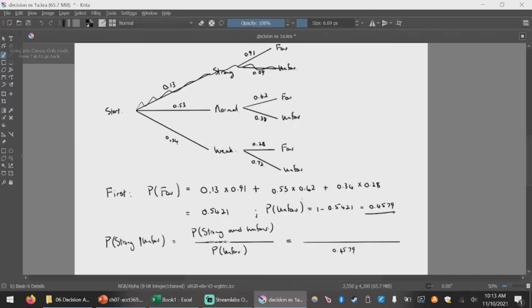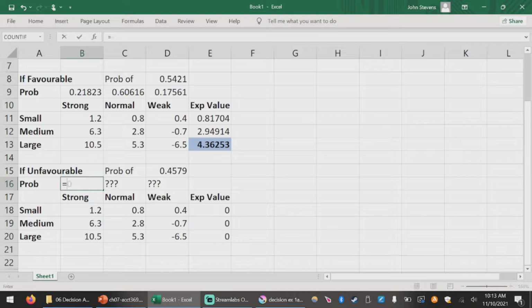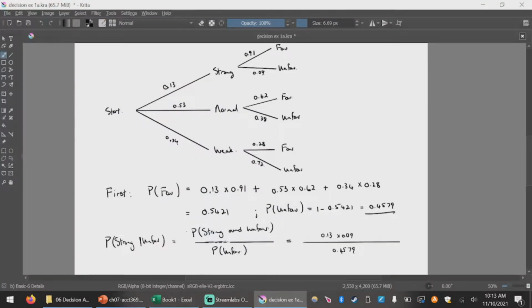Multiply along the path, so 0.13 times 0.09. We can just type it in, or you can make a formula. Does not matter to me. 0.13 times 0.09 divided by unfavorable probability, which is right there. That's the bottom of my calculation. And I get that if it says unfavorable, there's a very small chance the market will be strong, right? That makes total sense.